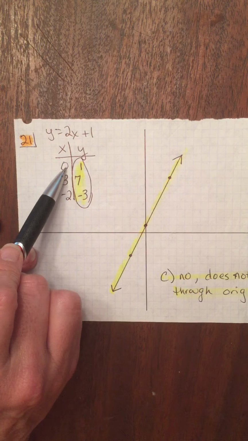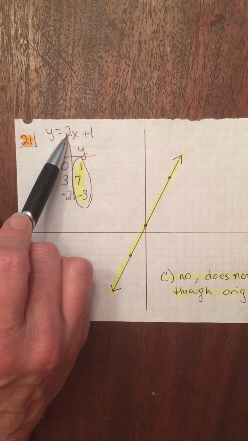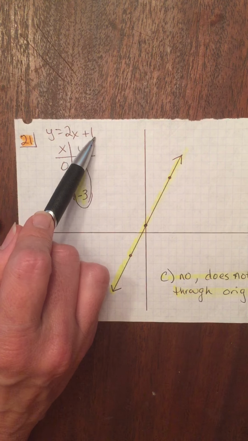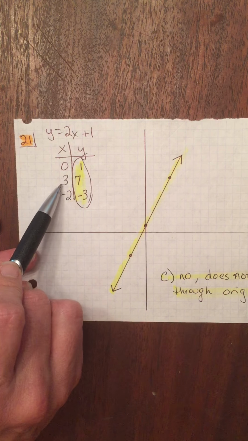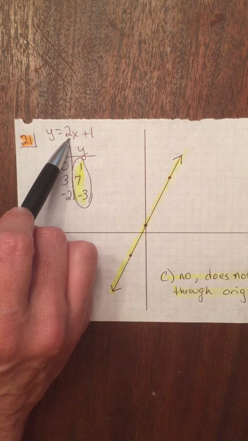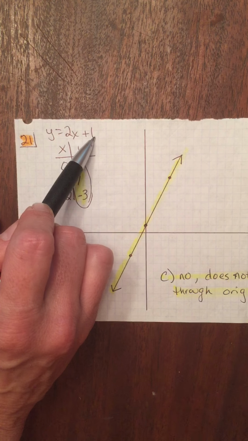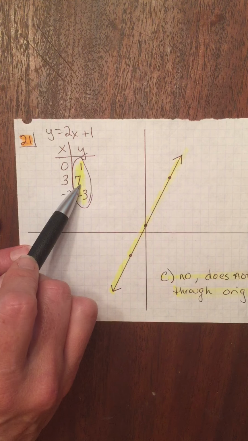So if x is 0, I'm going to put 0 in for x. 0 times 2 is 0, plus 1 is 1. So if x is 0, y equals 1. Let's see what happens when x is 3. If x is 3, 3 times 2 is 6, plus 1 makes 7. So when x is 3, y is 7.